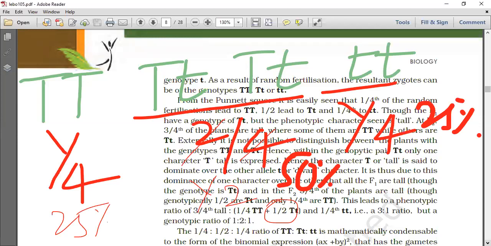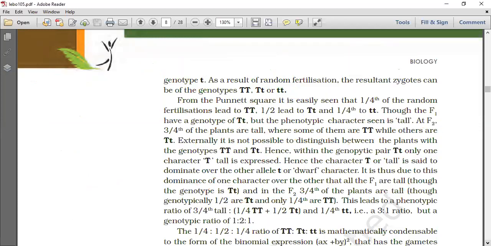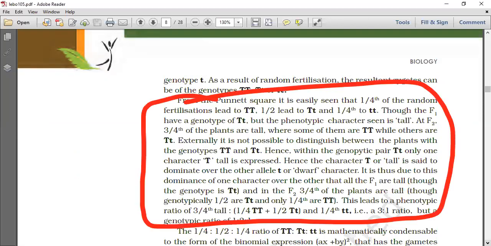Don't get confused by looking at this particular paragraph. Most people will get confused here. That's what I am saying: if you make a graphical representation and then come here, they don't match. Let's continue.